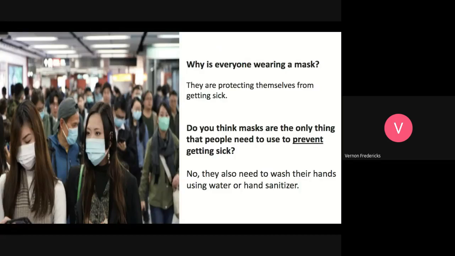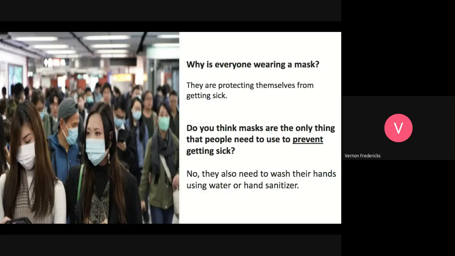Do you think masks are the only thing that people need to use to prevent getting sick? No, they also need to wash their hands using water or hand sanitizer. So prevent means to stop from getting sick. These people in the picture are wearing masks to stop them from getting sick. But do you think the mask is the only thing that will prevent them from getting sick? No, they need to wash their hands with water and hand sanitizer.